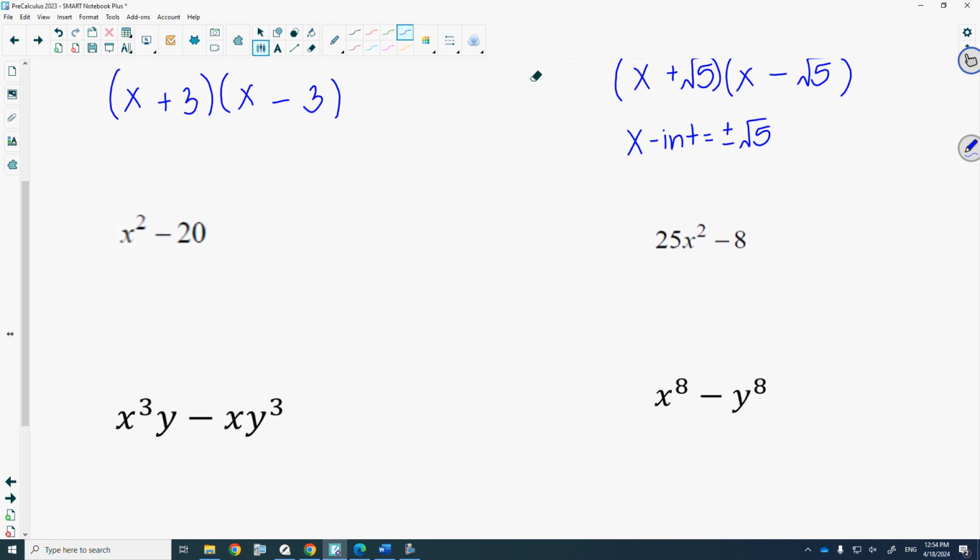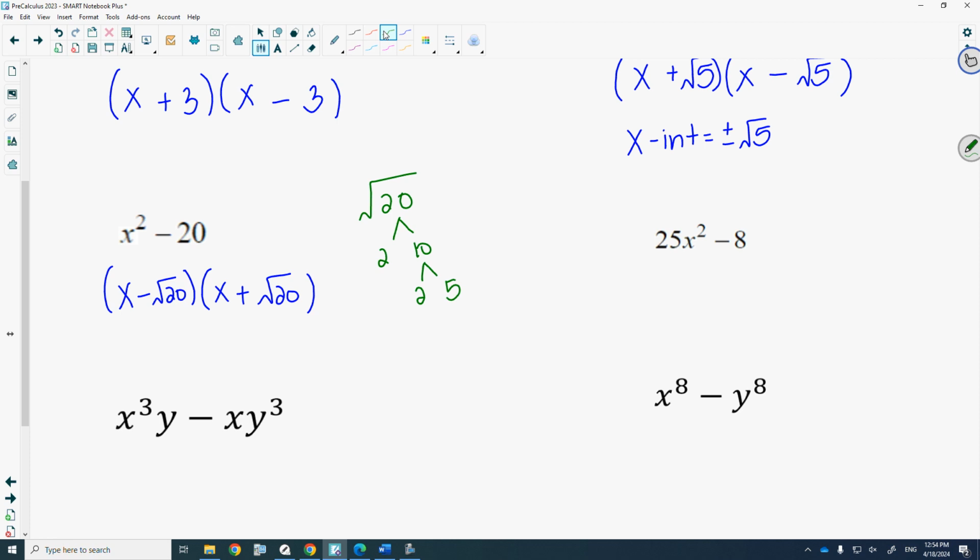This one here would be a difference of squares again. It would be x minus the square root of 20 and x plus the square root of 20. And then you would want to reduce the square root of 20. So the square root of 20 is 2 and 10, 2 and 5. So the square root of 20 is going to be equal to 2 root 5. So square root of 20 reduced would be 2 root 5. So this would be x minus 2 root 5 and x plus 2 root 5.